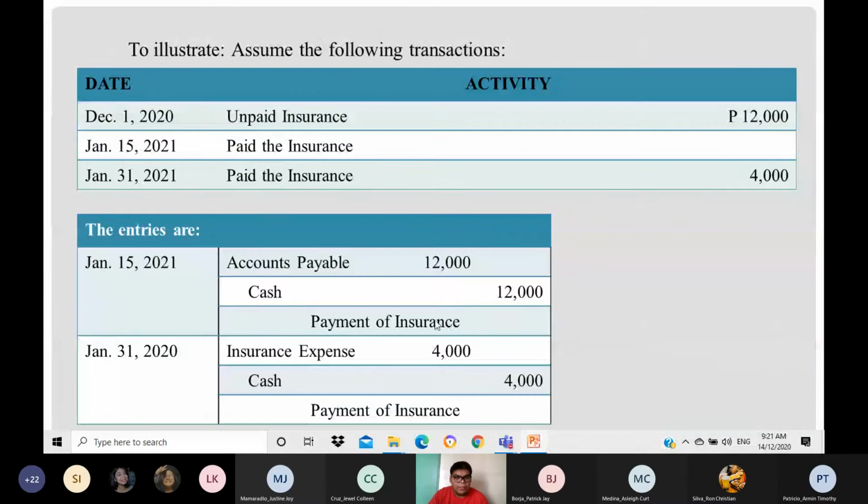Pagdating ng January 31, so insurance expense na naman. Debited to insurance expense worth 4,000 and credited to cash 4,000. Again, payment of insurance. Based dun sa scenario na yun, yung unpaid insurance mo is supposed to be due for January, no? Binayaran niya na January. Accounts payable. So, January ka pala mag-start magbayad.